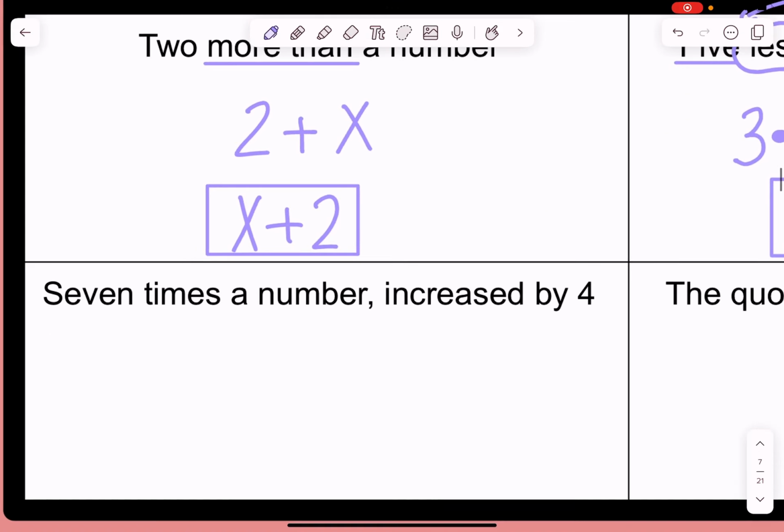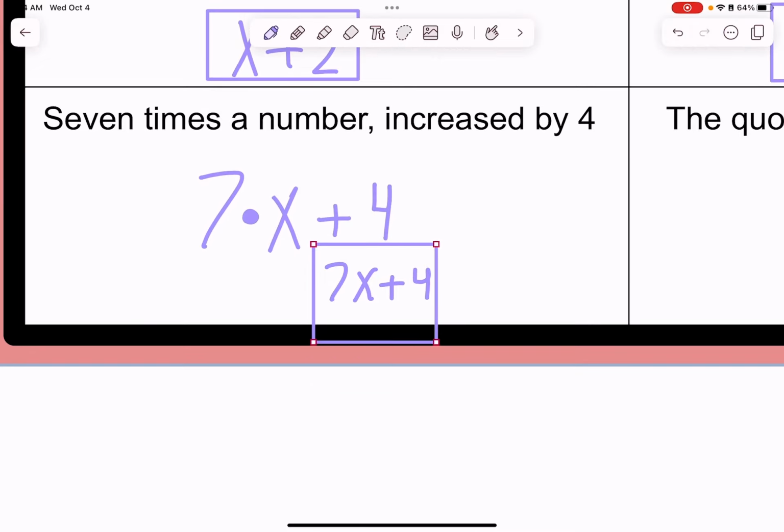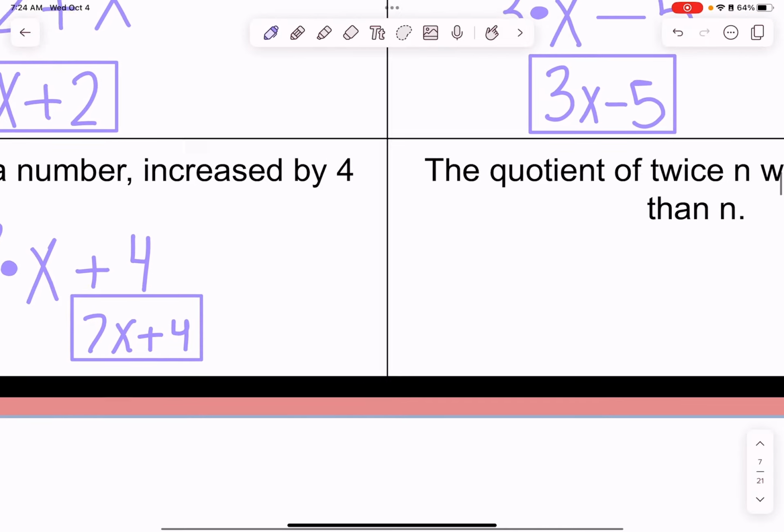Let's look at this one. 7 times a number. I don't know what the number is, so I'll put x, increased by 4. Increased means add 4. 7x plus 4. Not bad. These might be a little tricky at first, but as we do more practice with them, especially as we do more word problems, you will get better and better at them.